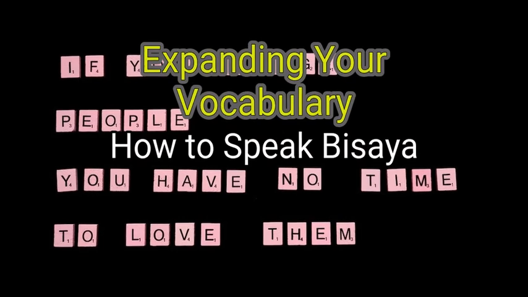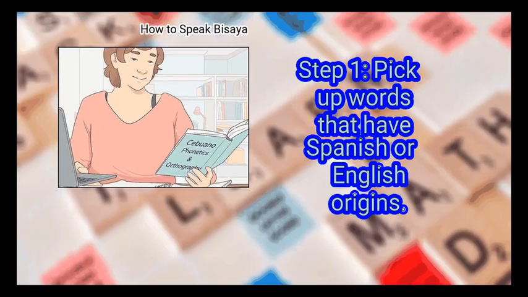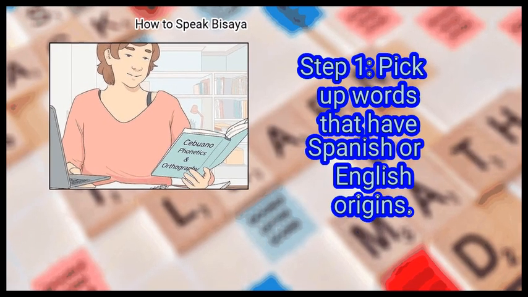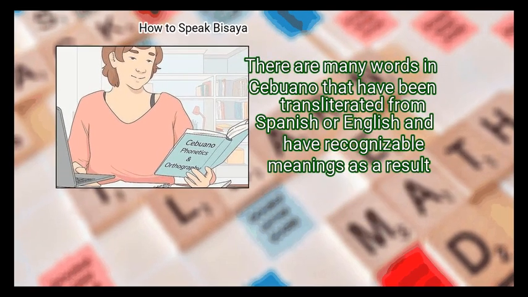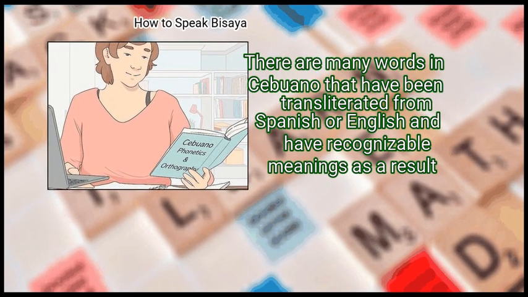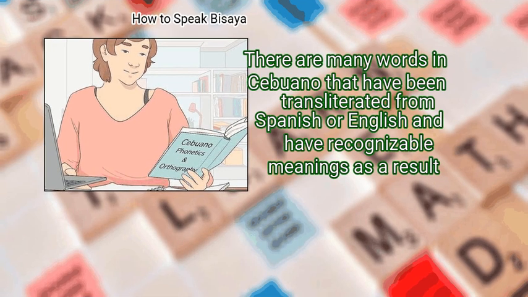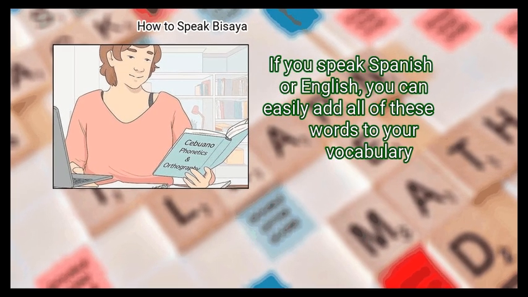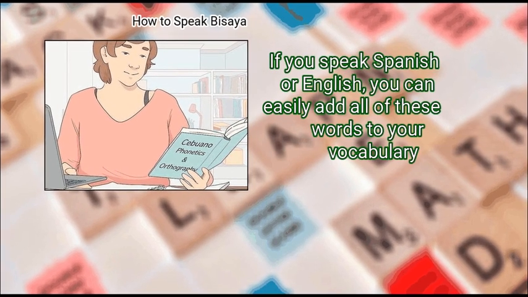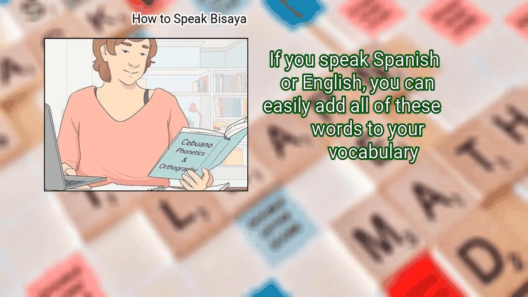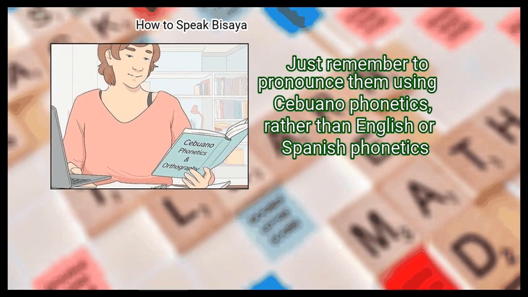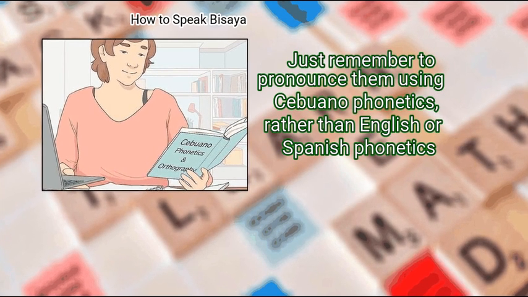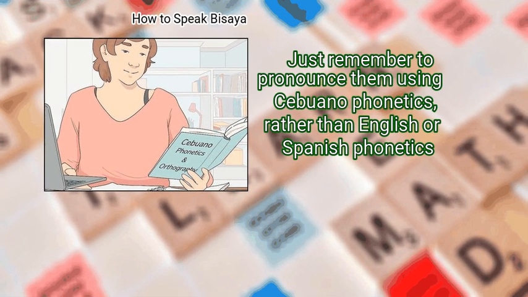Method 3. Expanding your vocabulary. First is pick up words that have Spanish or English origins. There are many words in Cebuano that have been transliterated from Spanish or English and have recognizable meanings as a result. If you speak Spanish or English, you can easily add all of these words to your vocabulary. Just remember to pronounce them using Cebuano phonetics, rather than English or Spanish phonetics.